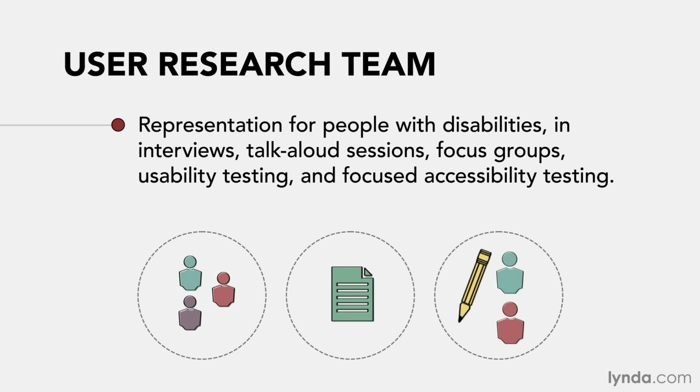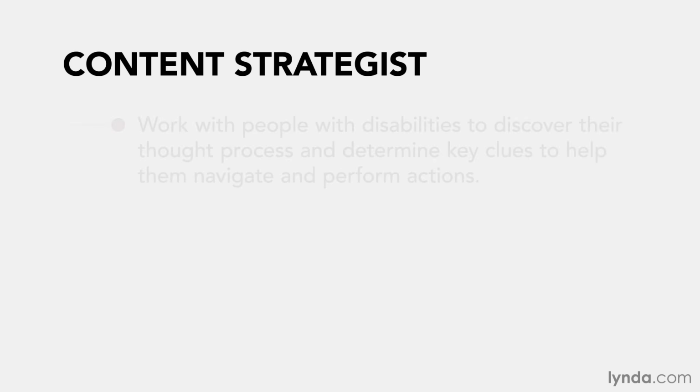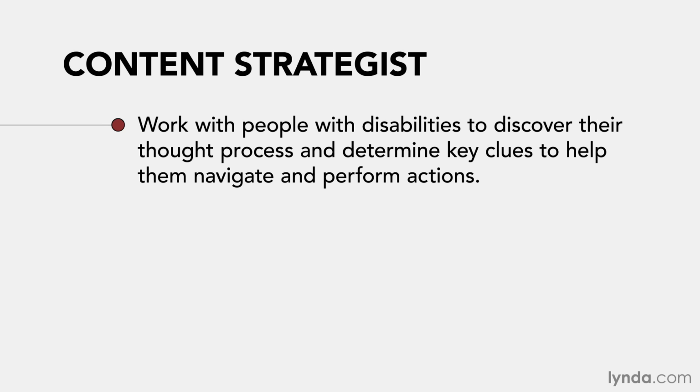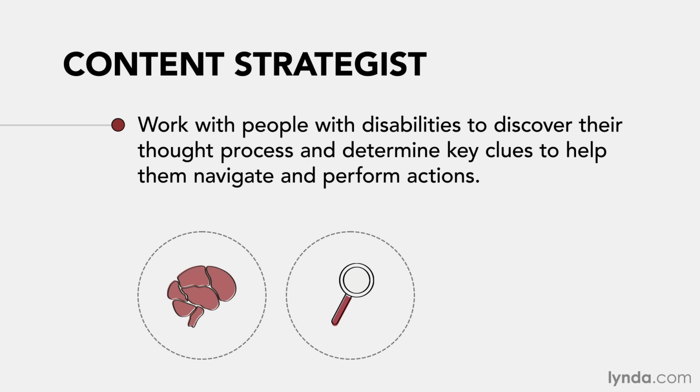Early in the research phase of the project, the content strategist will work with people with disabilities to learn more about how they think about a problem and what kinds of content will help meet those needs. What's important to people with disabilities? How do we create clues with words that tell people where they are and the consequences of their actions? What will happen when I click on this link? What will happen when I activate this button?